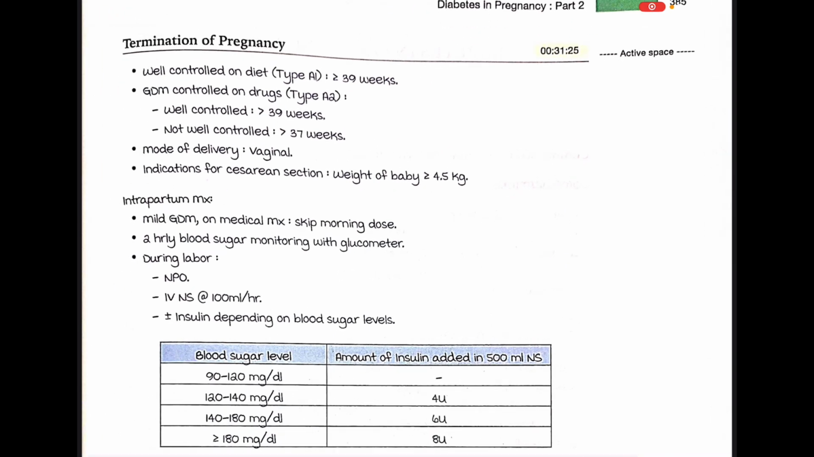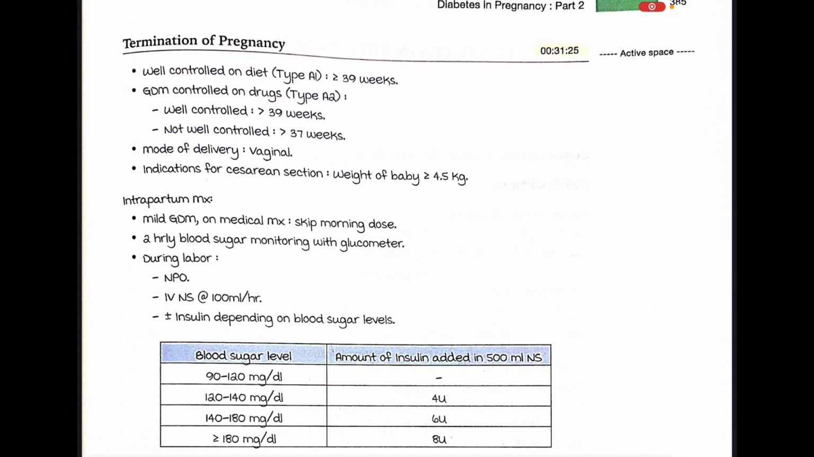Termination of pregnancy. Gestational diabetes well controlled on diet, type A1, at more than or equal to 39 weeks. Gestational diabetes mellitus controlled on drugs, type A2: well controlled, more than 39 weeks; not well controlled, more than 37 weeks. Mode of delivery is vaginal. Indication of C-section is when the baby is more than 4.5 kgs.